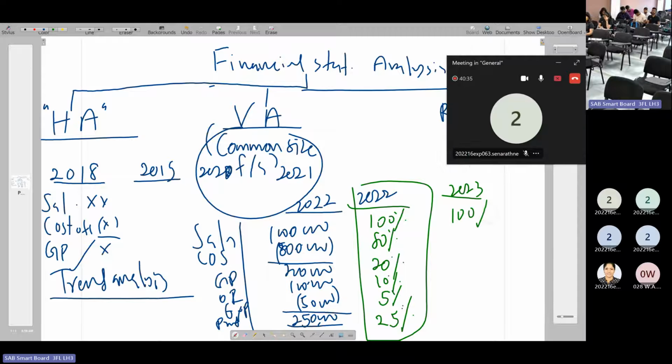Then 100%. Here 70%, 30. Then you can see what has happened, because you convert all the figures into one platform, a common figure. When you look at this one separately, the informativeness is less. But if you have the comparative figures like this, it has more informativeness if you are doing comparison. Everyone clear?